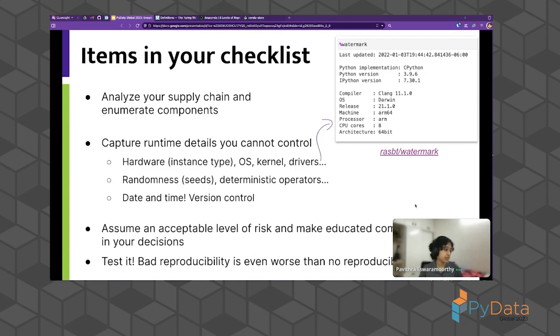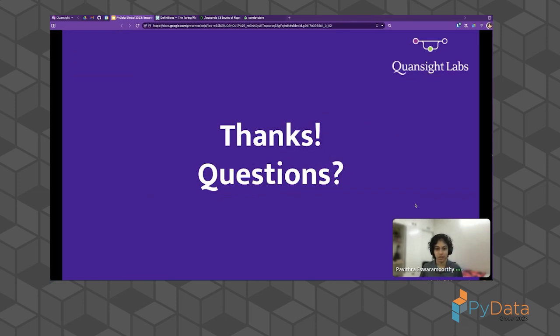And after that, there is an accepted level of risk. You're going to have to make a decision about risk. Just make sure it's an educated compromise that you make. And finally, test your work. I don't think we covered this specifically, but it's definitely important. If your reproducibility workflow is bad, it's kind of worse than not having reproducibility in some sense. So yeah, with that, we can open for questions. Thank you so much for your time.